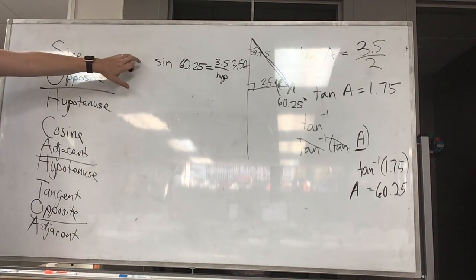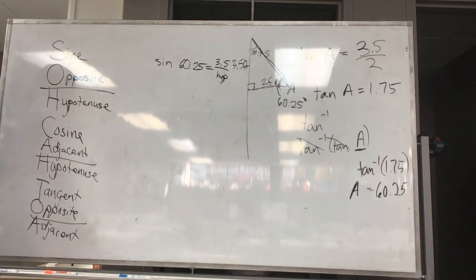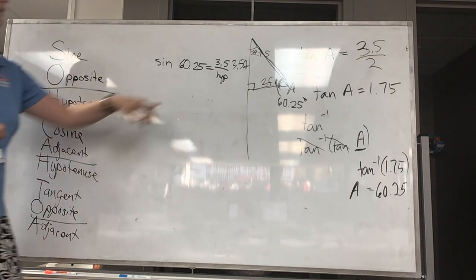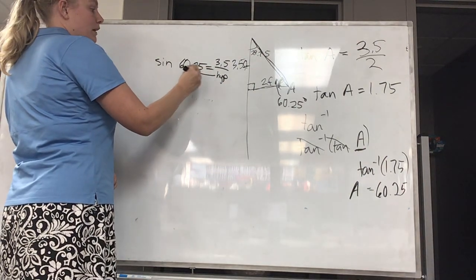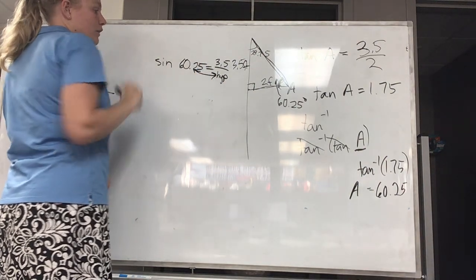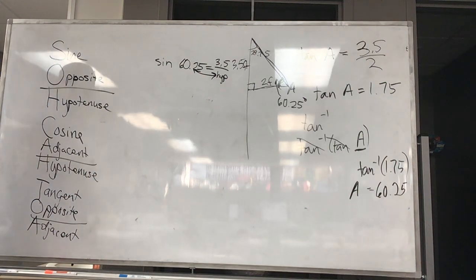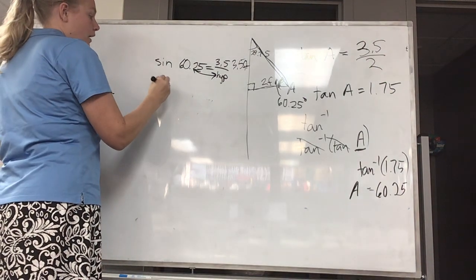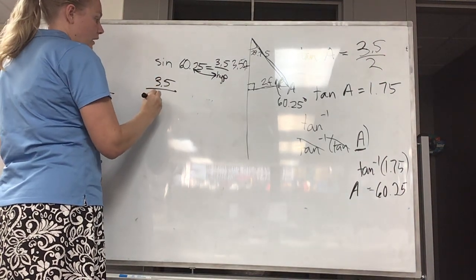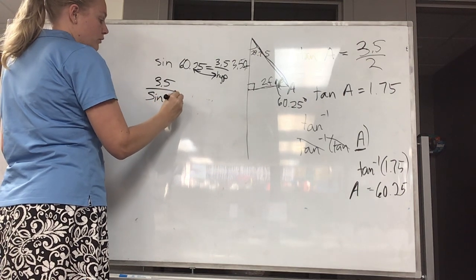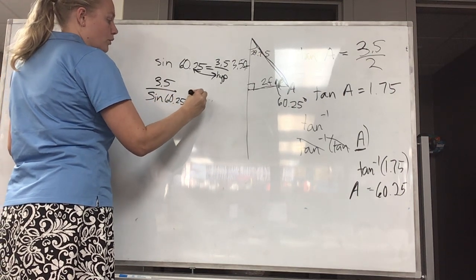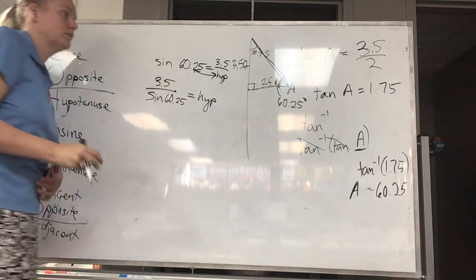This is the other situation that'll come up with these. Make sure that you're not defaulting to, oh, I always multiply, or oh, I always divide, because it could be one, it could be the other. What's going to happen here is these are going to trade places. Remember how to get a variable out of a denominator? And you'll end up with 3.5 divided by the sine of 60.25 equal to a hypotenuse.